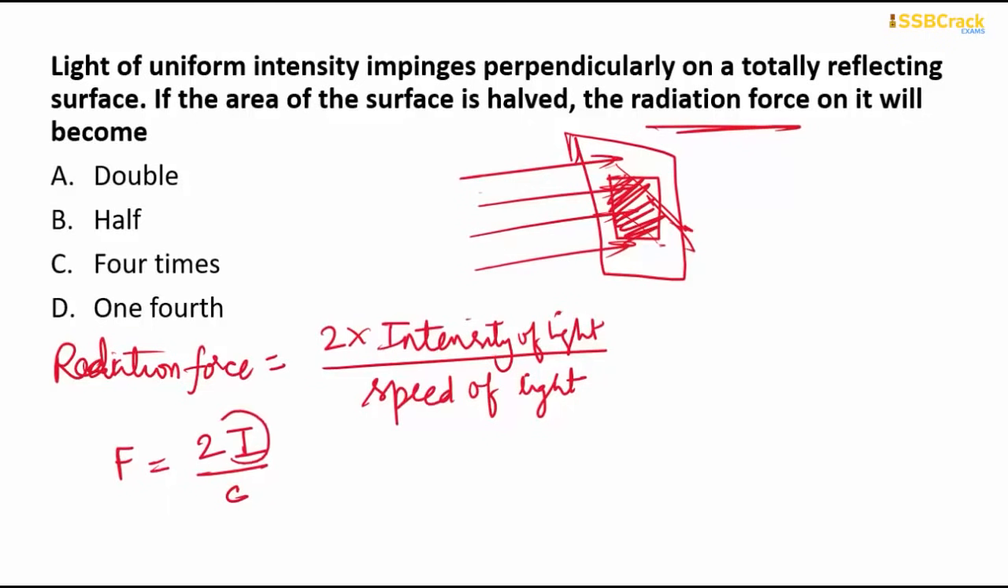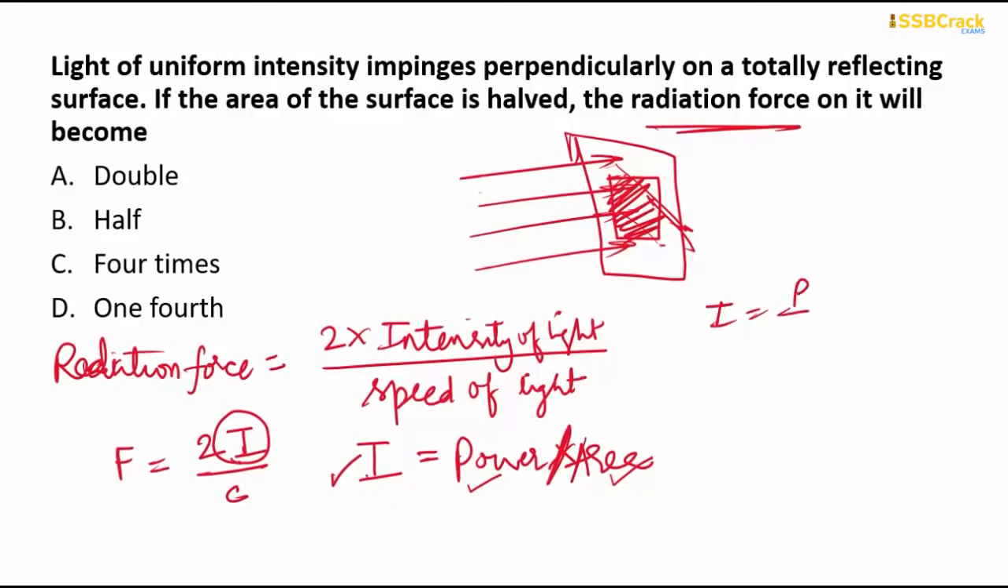But we don't know the value of the intensity of the light. Intensity of the light is equal to power divided by the area. Power divided by the area. Now from this formula, if we see very carefully, where I is the intensity, P is the power, and A is the area. The area of this surface is halved. So when the area is halved, what will happen to the intensity? Intensity will become double.